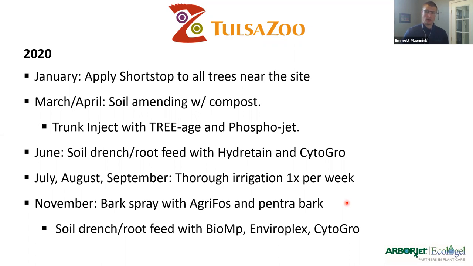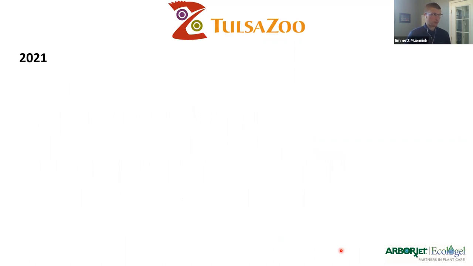Also in the fall, I want them to root drench with BioMP, Enviroplex, and Cytogrow. These are all products that are part of our Arbor RX product line. BioMP is a molasses-based product, Enviroplex is humic acid-based, and Cytogrow is seaweed extract. So all of those things are going to be beneficial to the root system and to the microorganisms in the soil. I laid out a four-year program for them.